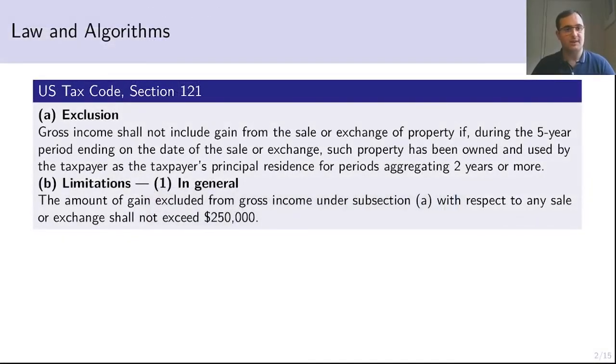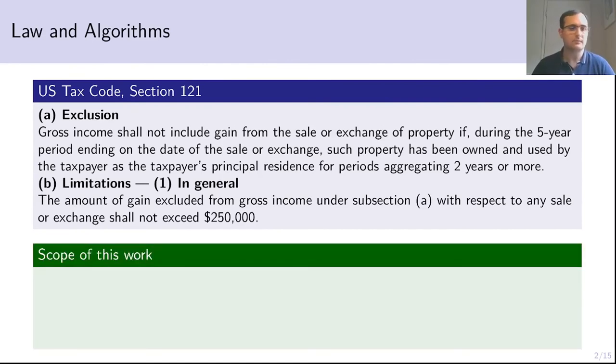Let's start with an example that will illustrate the subject of our study. This is an excerpt from the US tax code, and more especially section 121, which defines how much you can exclude from your gross income whenever you have made a gain from the sale of a property which you have owned or used in the recent past. There is also a paragraph which limits how much you can exclude.